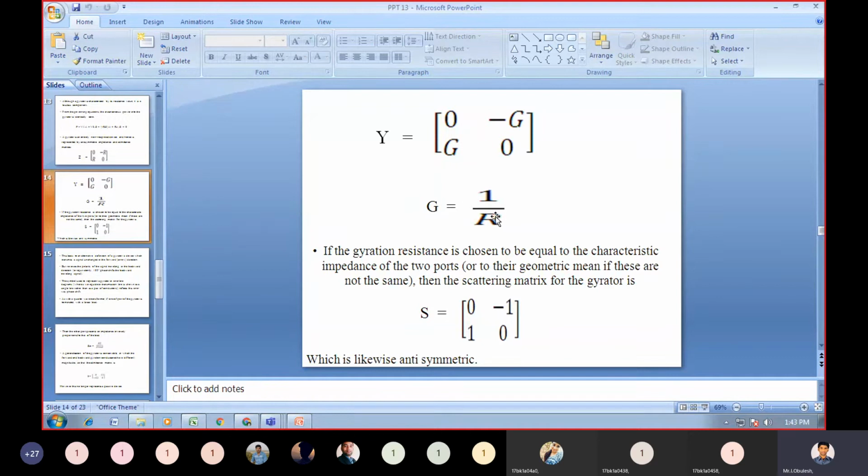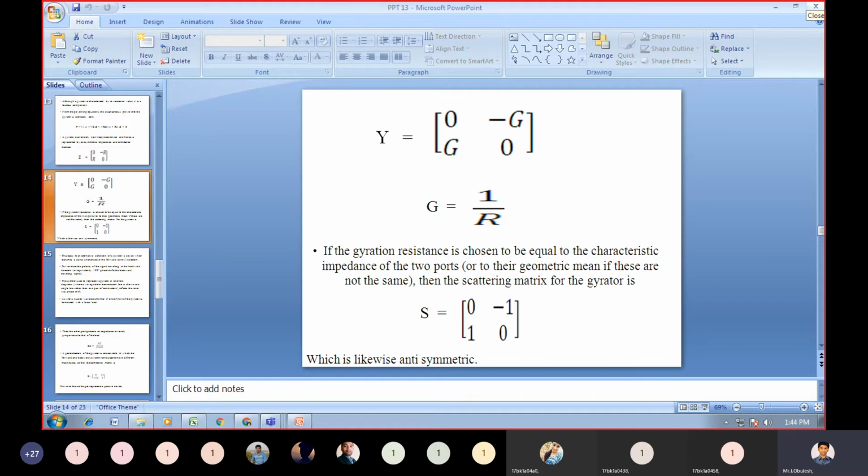Therefore, Z is equal to 1 by R. If the gyration resistance is chosen to be equal to the characteristic impedance of the two ports, then the scattering matrix for the gyrator is S equals 0 minus 1, 1 0, which is likewise anti-symmetric. You need to remember that.